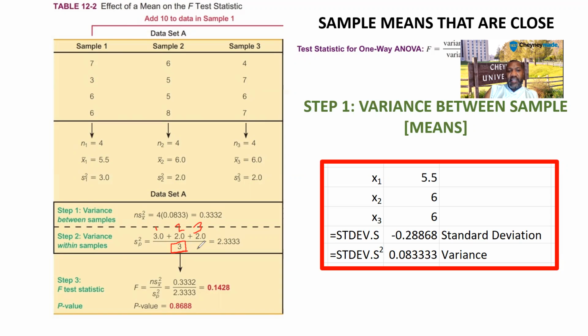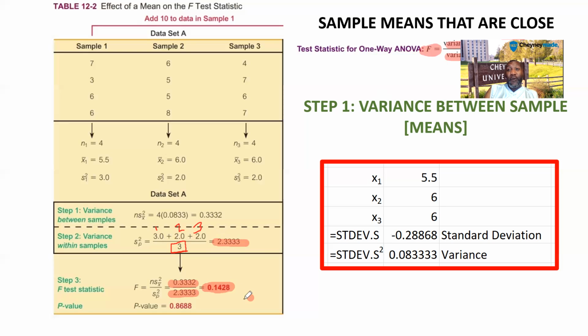The average variance. And that will give us the value that we have right here, which is the denominator. So this is our F statistic that we have right here, F. We'll divide the between sample variance by the variance within samples. Those are the scores that we have right here. We got an F value of 0.1428.